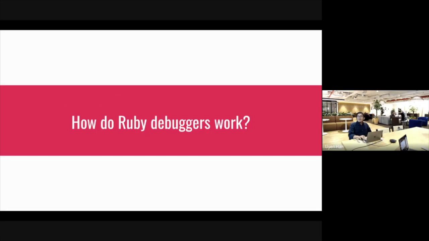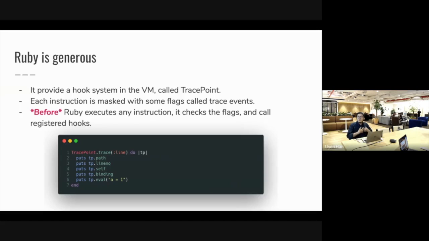So after that, let's get into the main question of today. How do Ruby debuggers work? Actually, because Ruby VM executes your code instruction by instruction, it's really hard for debuggers to know when to stop. Usually when you use a debugger, it stops at each line, at some events like an exception being raised, or after a method is returned. Therefore, there must be some way for debuggers to do so, and it is supported by Ruby.